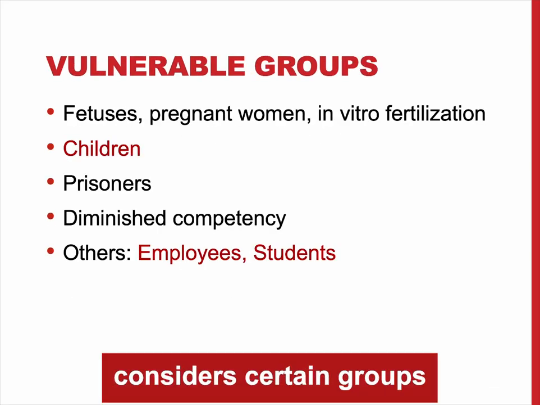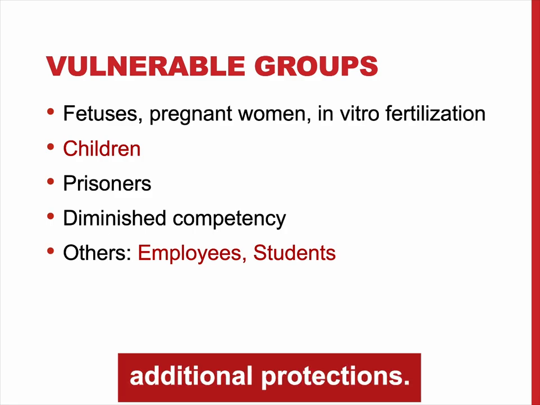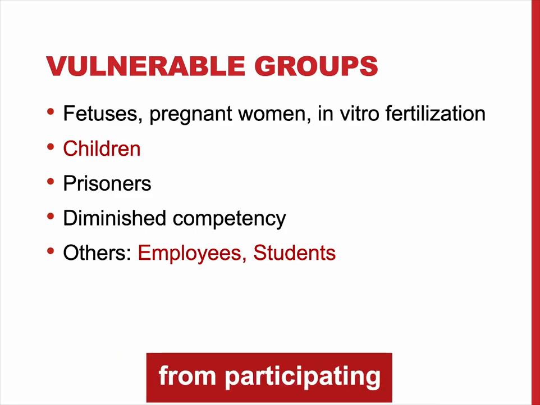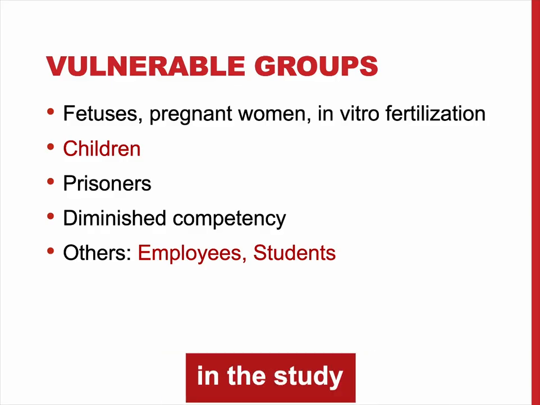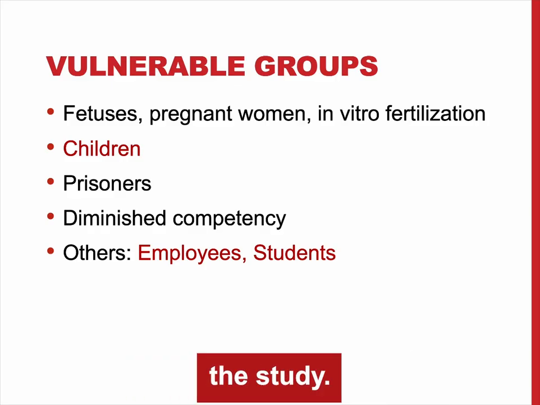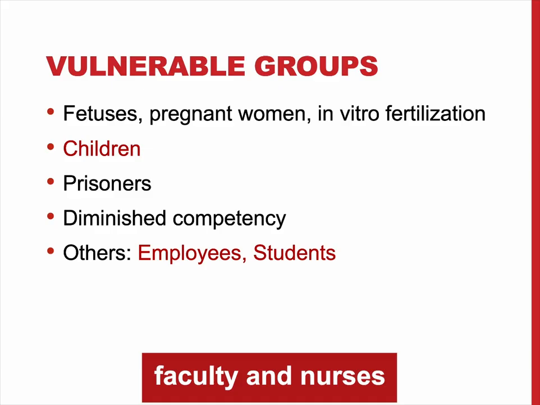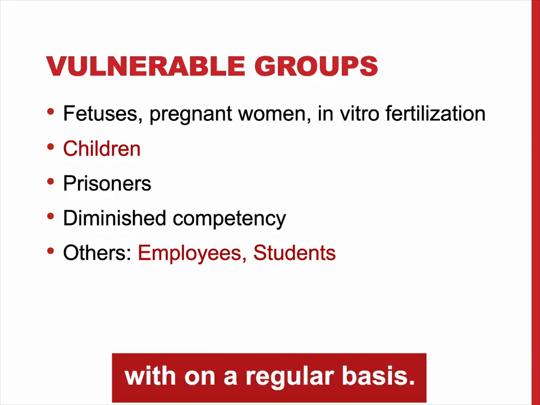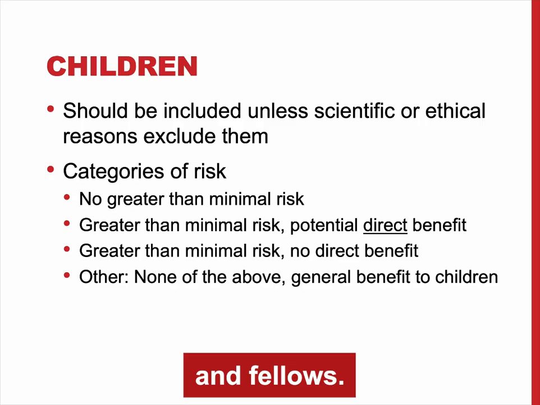The IRB considers certain groups as vulnerable in the consent process and warrant additional protections. These groups are at risk from participating in the study. They may not comprehend the risk of participating in the study or be at risk of coercion to participate in the study. The groups relevant to our research are children, employees, and students. Employees include faculty and nurses and pretty much anyone we work with on a regular basis. Students include residents and fellows.